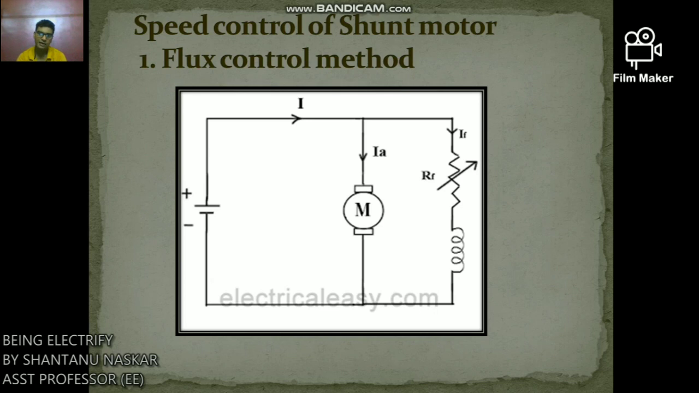In a shunt motor, the field current is relatively very small; the loss is Ish squared R, where Ish is the shunt field current and R is small. Therefore, this method is quite efficient. Though speed can be increased above the rated value by reducing flux with this method, it puts a limit on maximum speed, as weakening of field flux beyond a limit will adversely affect the commutation.